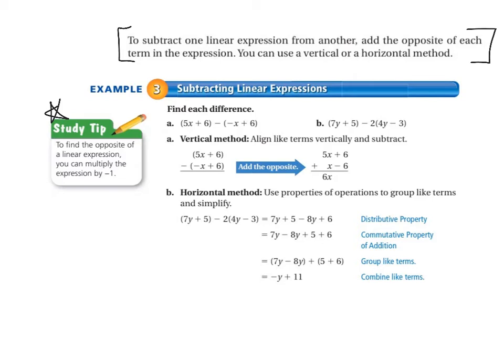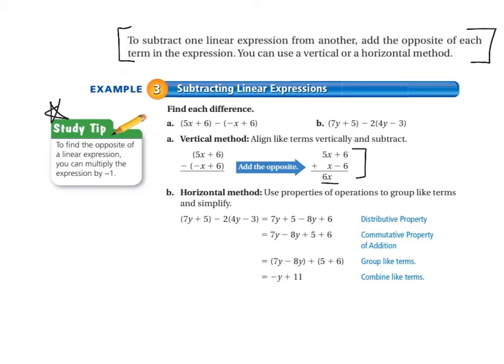So A, we have 5x plus 6 minus negative x plus 6. So we're using the vertical method here. We align like terms vertically and subtract. So 5x plus 6 minus negative x plus 6. We add the opposite, so it looks like this: 5x plus 6 plus x minus 6. So 5x plus x is 6x, and 6 minus 6 is 0, so we're just left with a 6x.